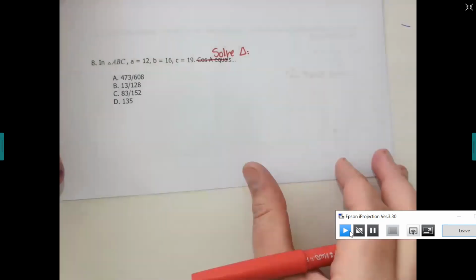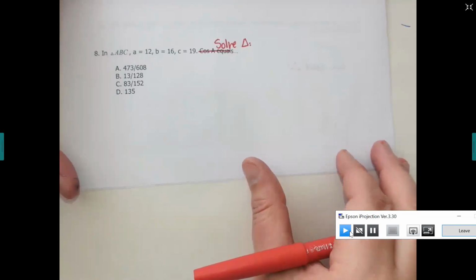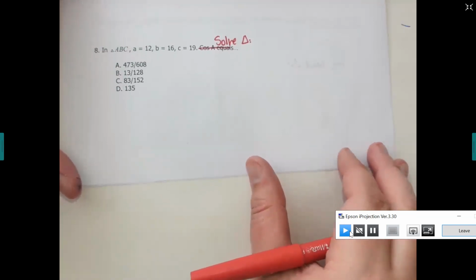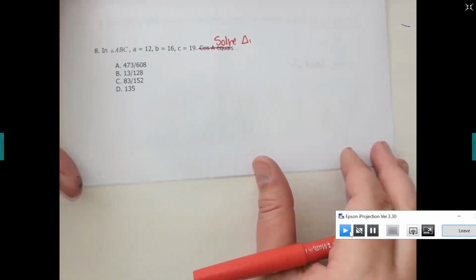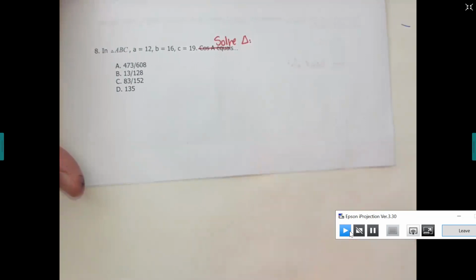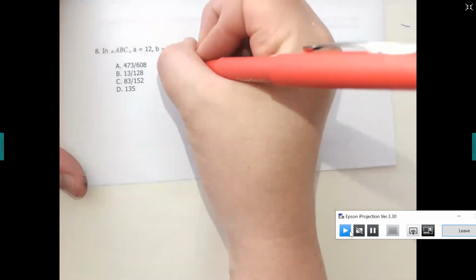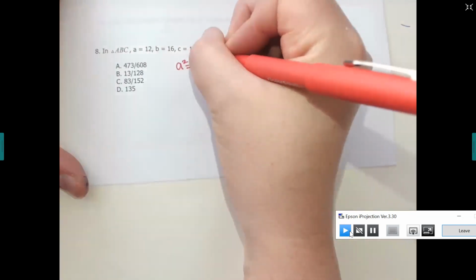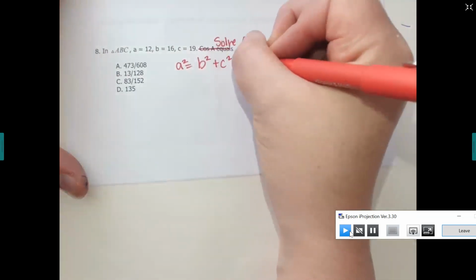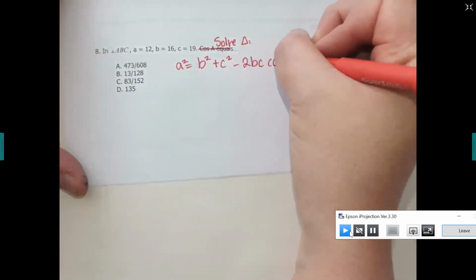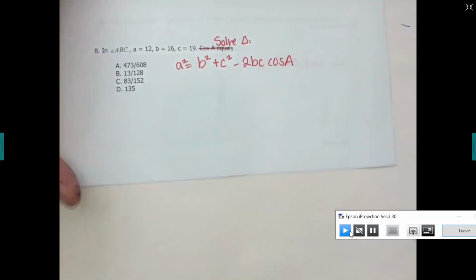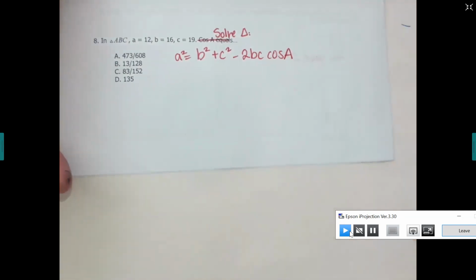Okay, if you want to draw the picture on this one, you can. Okay, but the first thing that I notice is that I don't have partners. And if I don't have partners, which one am I doing? Cosines, very good. So I'm gonna start with a squared equals b squared plus c squared minus 2bc cosine A. Okay, plug in your numbers for me.